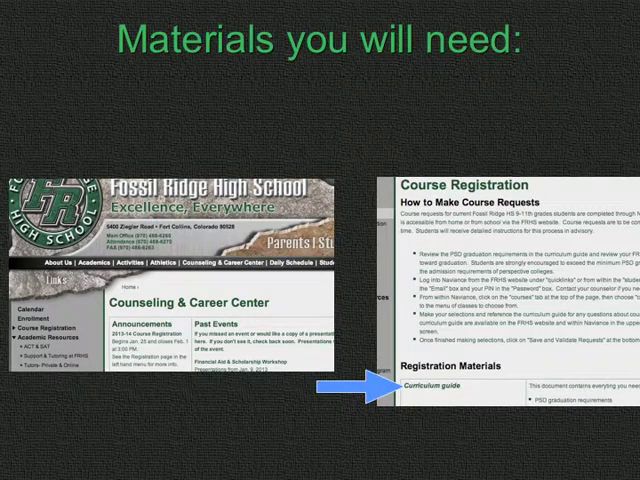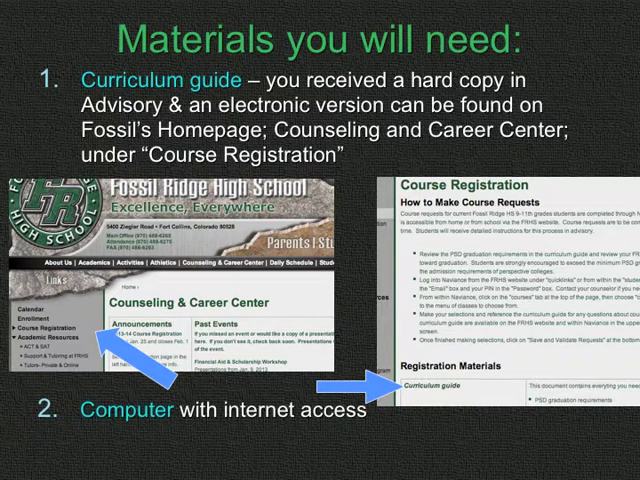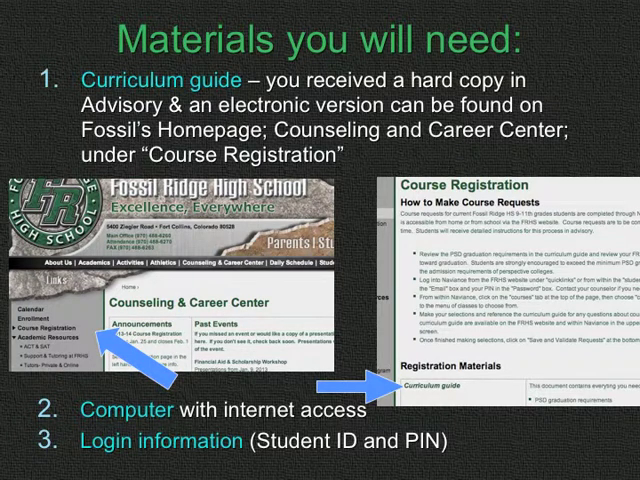Here are the materials you will need for registration. First, you will need your curriculum guide. You will receive a hard copy of this guide in advisory on January 25th. You may also access an electronic copy on the Fossil homepage under the Counseling and Career Center tab in the course registration link. You will also need a computer with internet access, and you must know your login information for Naviance, so your student ID number and your PIN.